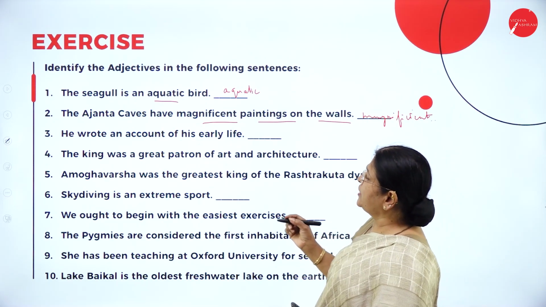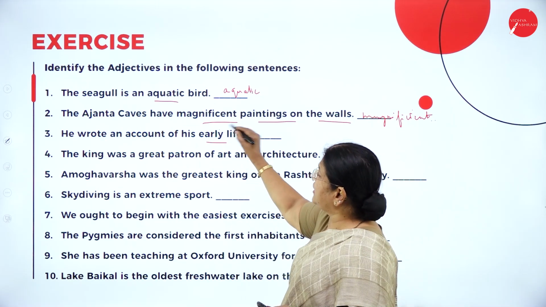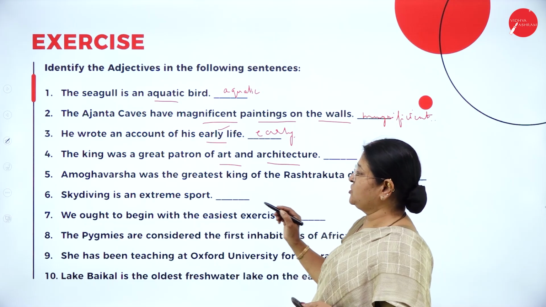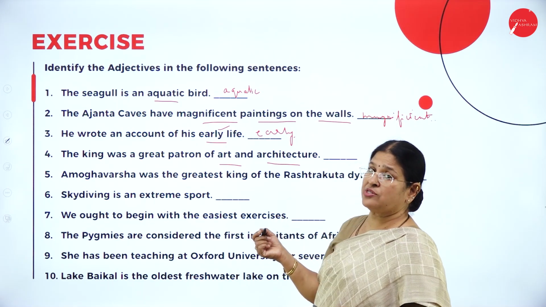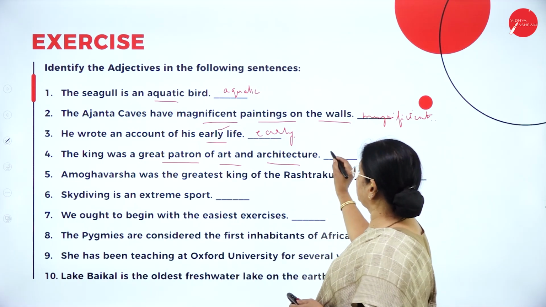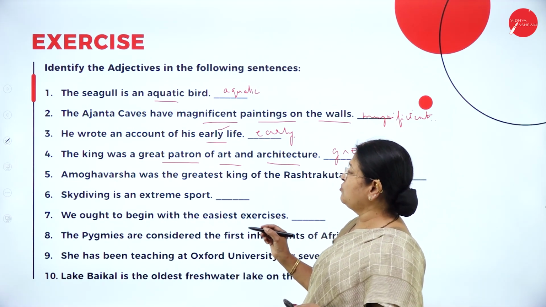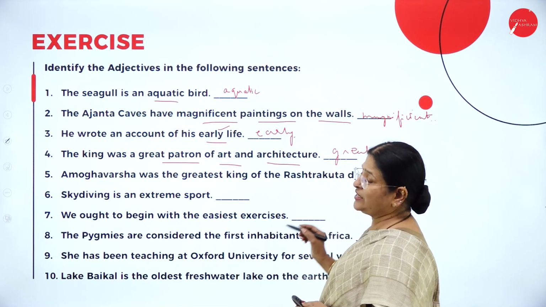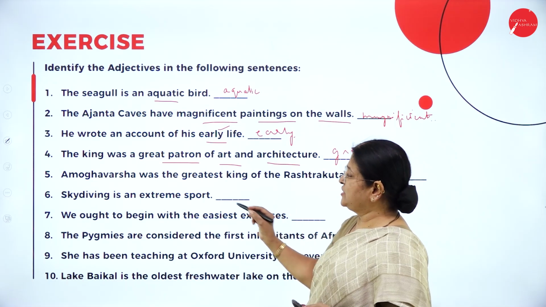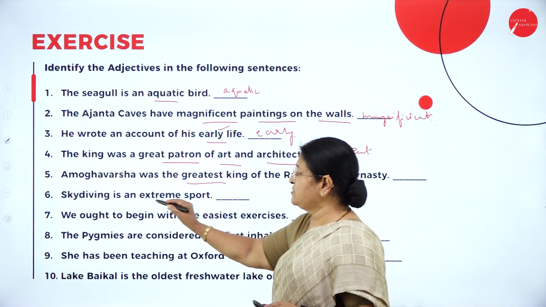He wrote an account of his early life. What did he write? He wrote an account of his early life. The king was a great patron of art and architecture. So what kind of a king was he? He was a great patron who had a lot of interest in art and architecture. That is great. Then, Amoghavarsha was the greatest king of the Rashtrakuta dynasty. In this particular sentence, you need to identify the adjective, that is the greatest. Skydiving is an extreme sport, that is extreme.